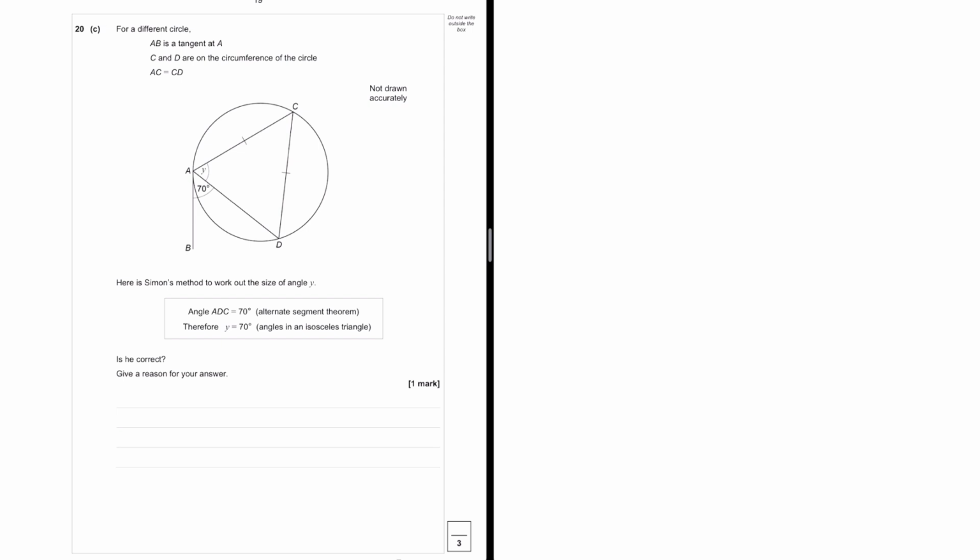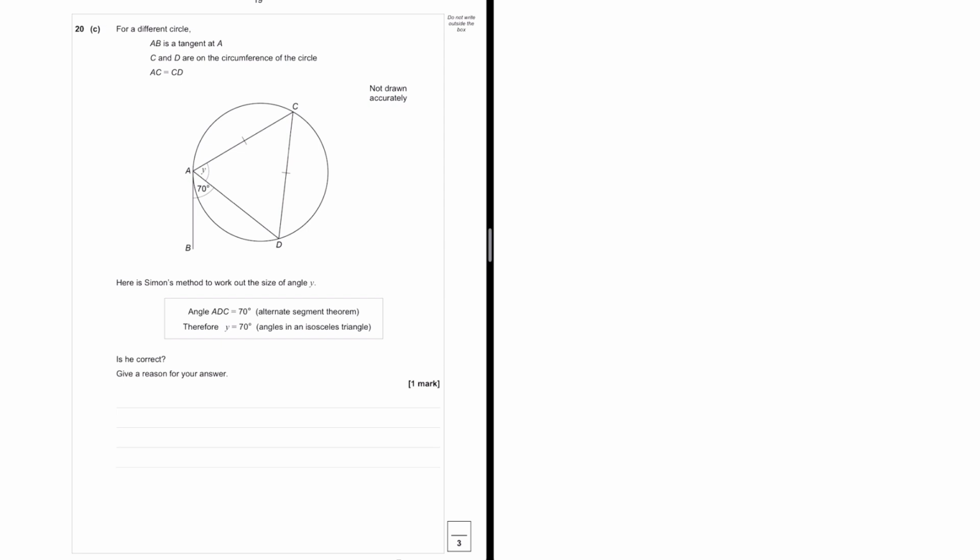So for part C, we're given a different circle. We're told that AB is tangent to A, C and D are on the circumference of the circle, and AC equals CD. Simon wants to use a method to work out the size of angle Y, and he says, using the alternate segment theorem, ADC is equal to 70 degrees, therefore Y is equal to 70 degrees.